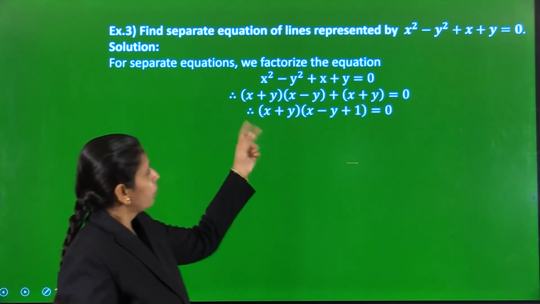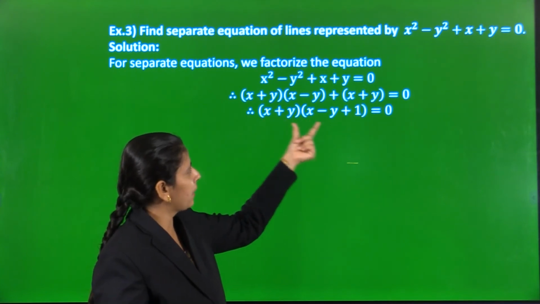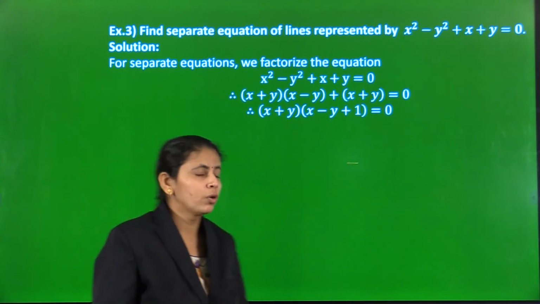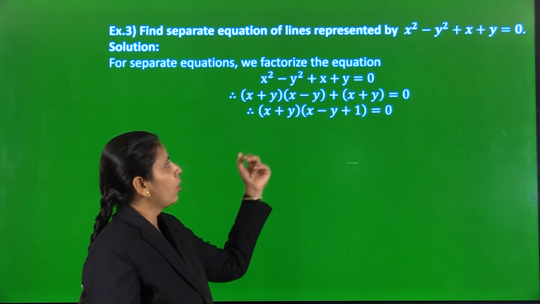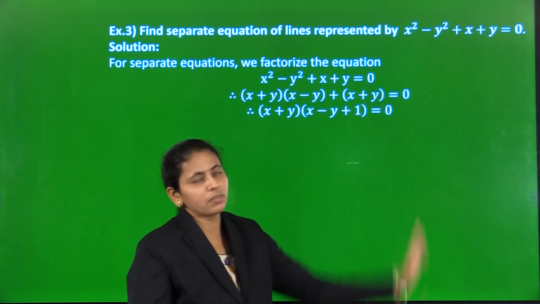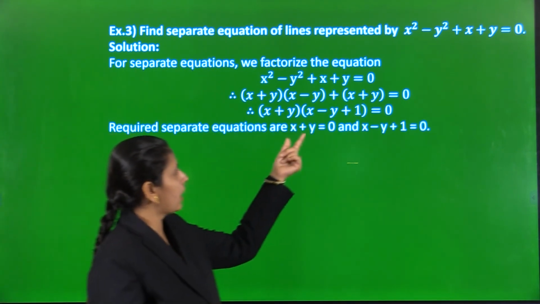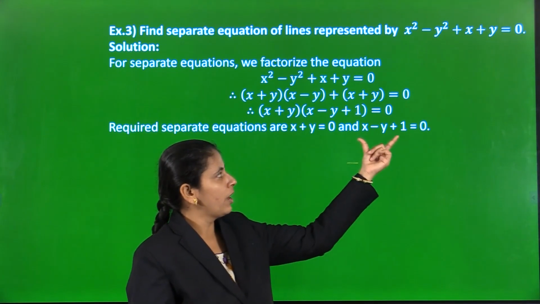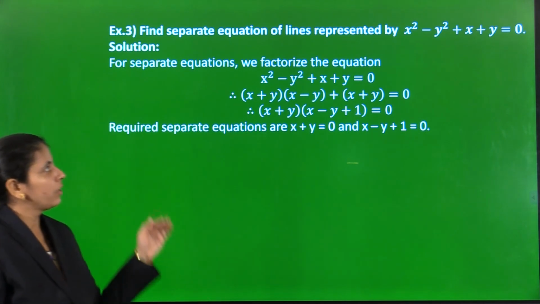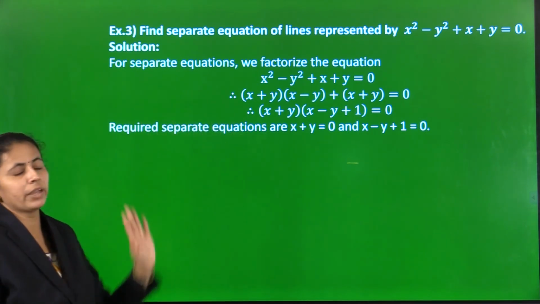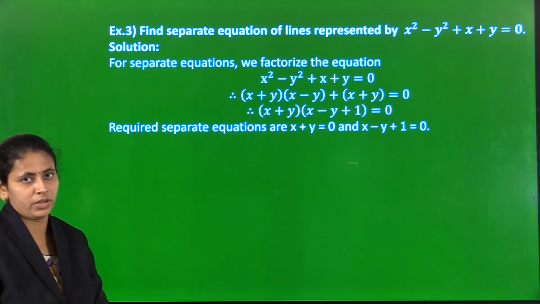Now we get two separate factors. The multiplication of two separate factors is equal to 0, so we can write that x plus y equal to 0 or x minus y plus 1 equal to 0. So the required separate equations are x plus y equal to 0 and x minus y plus 1 equal to 0. If we have given a combined equation, then we can find the separate equations by factorizing the given equation.